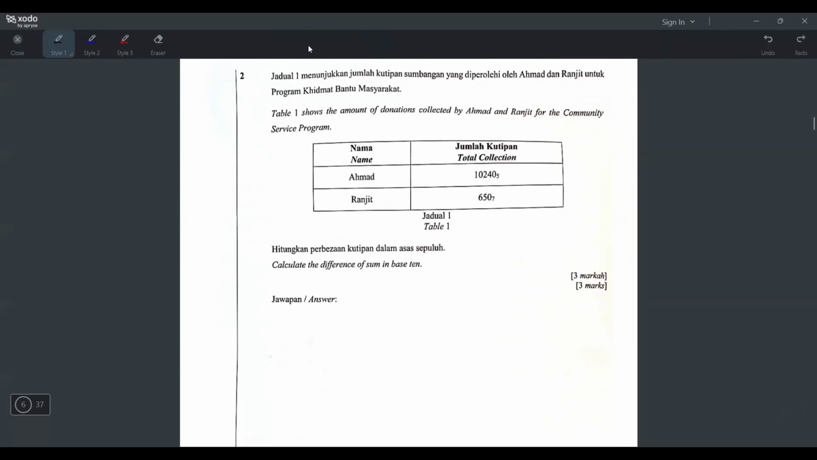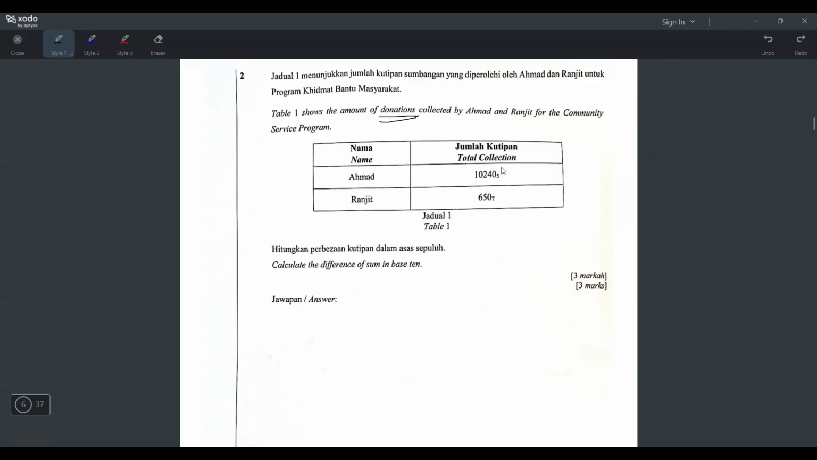Okay, let's continue with question number 2 here. All right, let's read the question. Table 1 shows the amount of donation collected by Ahmad and Ranjit for the community service program. So these are donations, right? So 2 persons, Ahmad and Ranjit. Ahmad, how much did he donate?